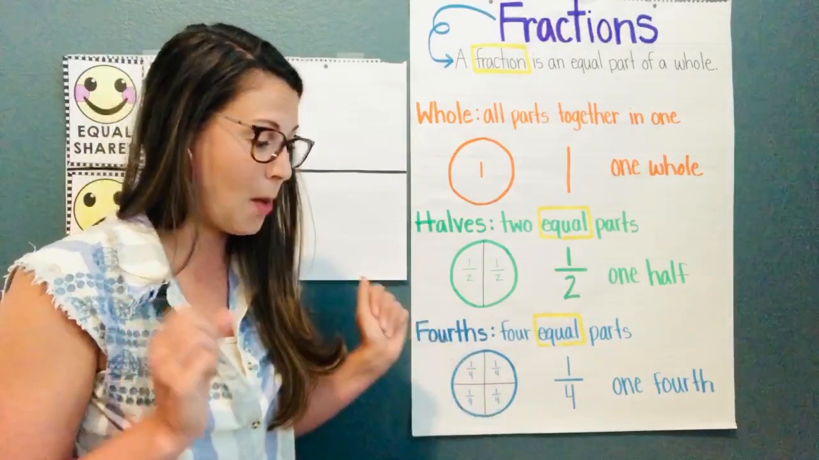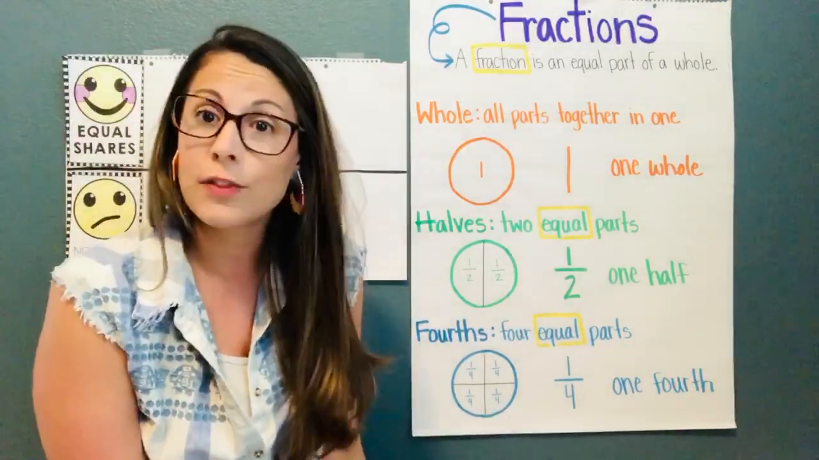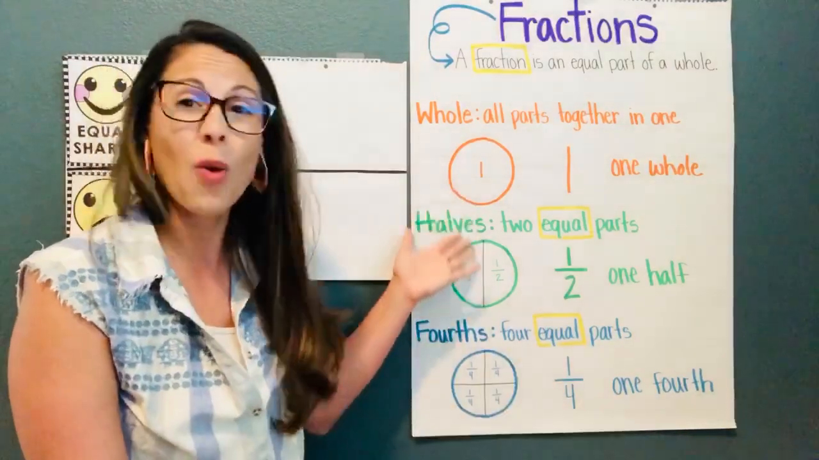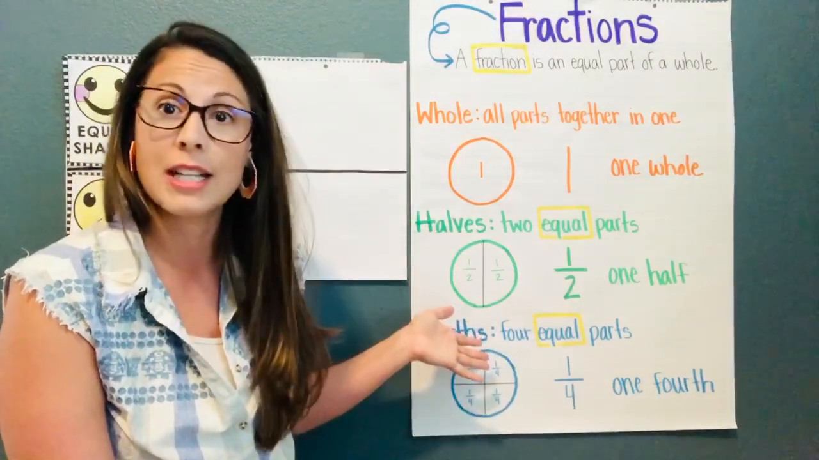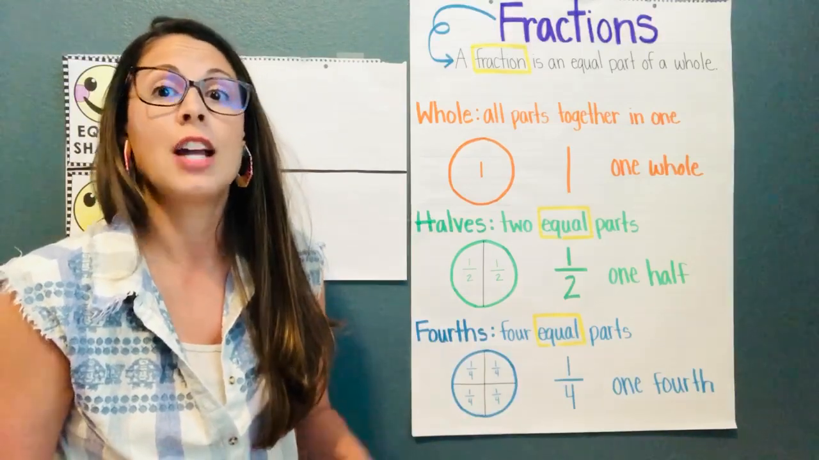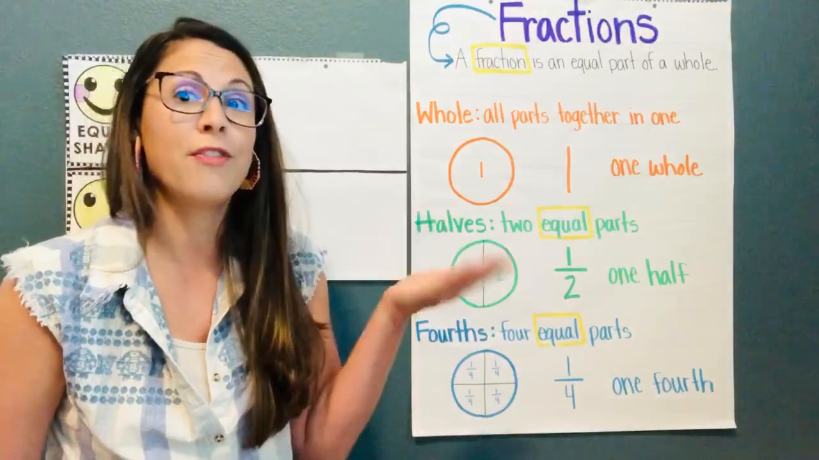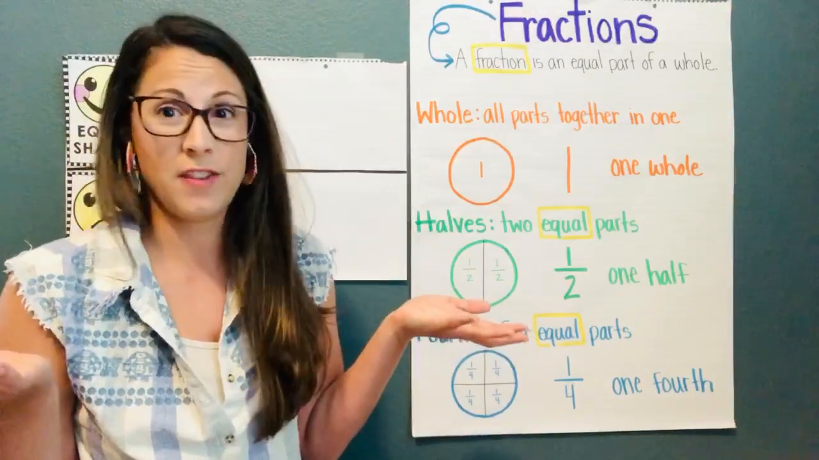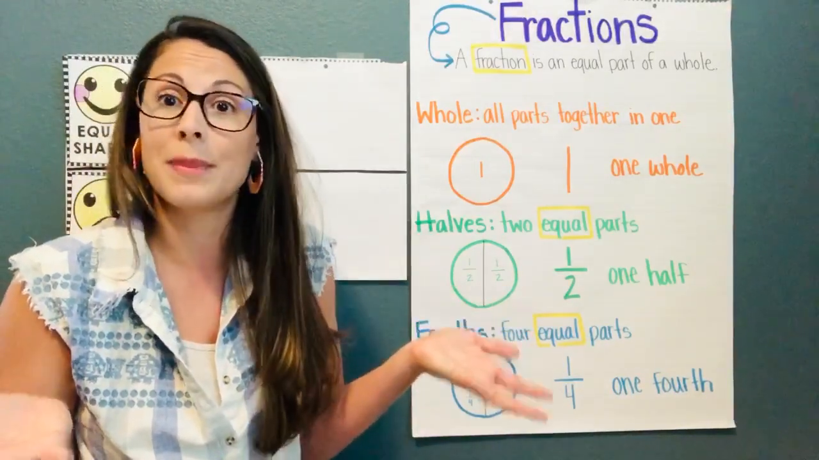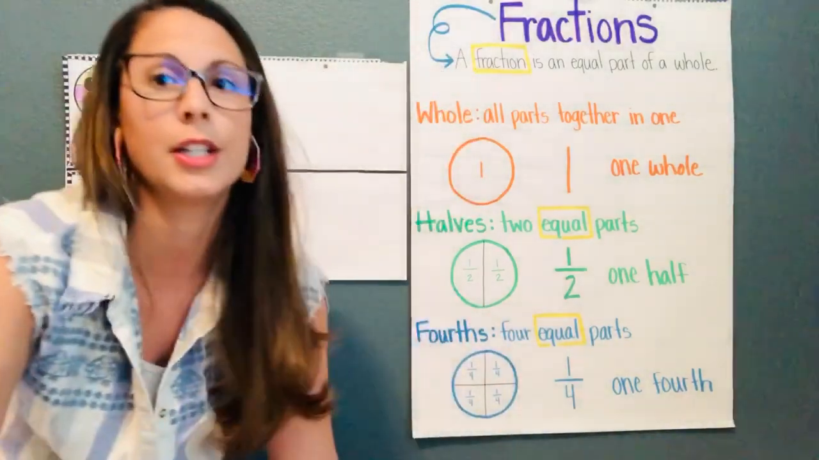Okay, my next activity is we are going to be looking at different shapes because it doesn't always have to be circles to make fractions. We're going to be looking at different shapes and deciding if they are equal or unequal. So if they are fair shares or not fair shares, because that really determines if something is a fraction or not. So let's move over here.